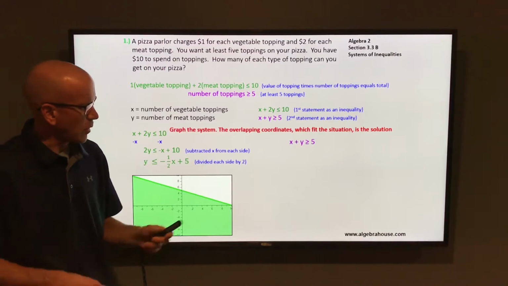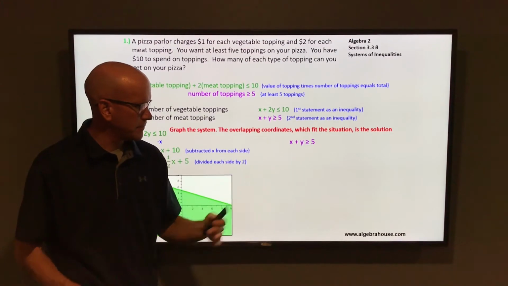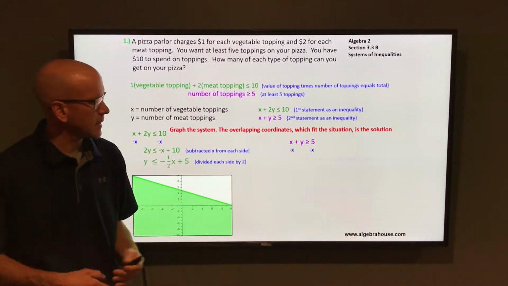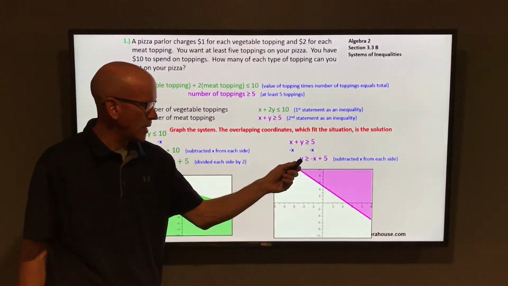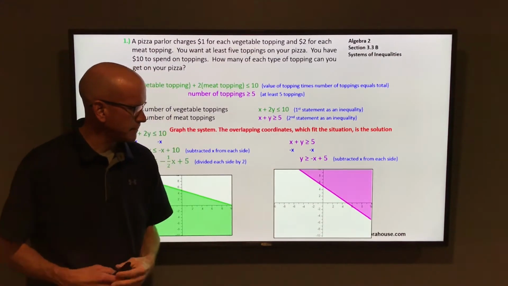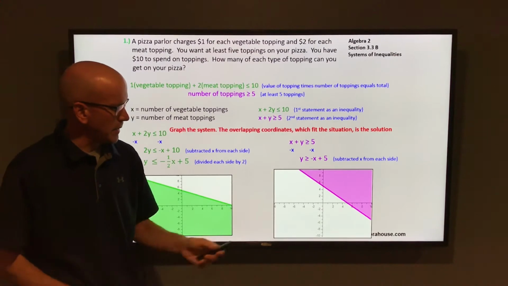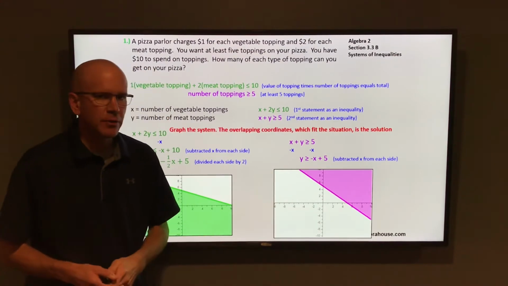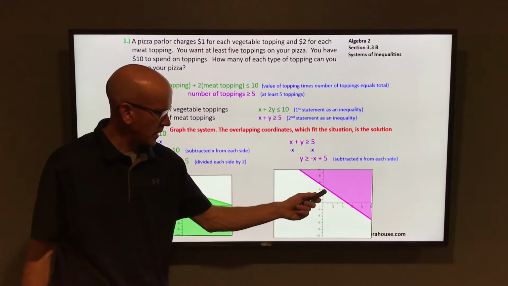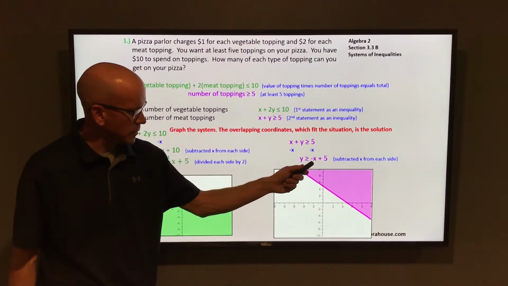Graph the second inequality, x plus y is greater than or equal to 5. Get that in slope-intercept form. Subtract x from each side. You have y is greater than or equal to negative x plus 5. So the boundary line is y equals negative x plus 5. To graph that, put a point at 5 on the y-axis. And then from there, the slope is negative 1.